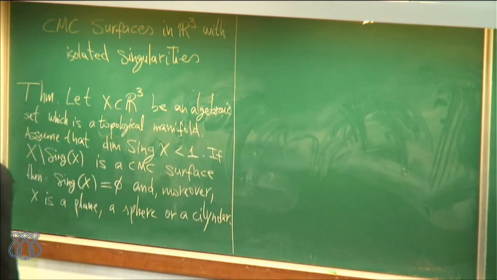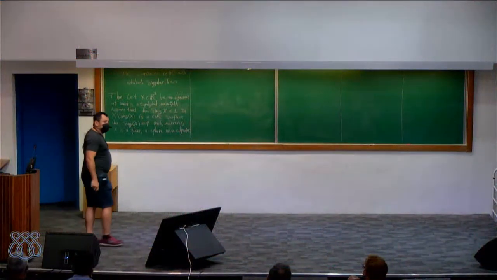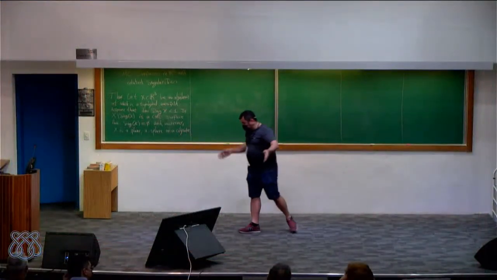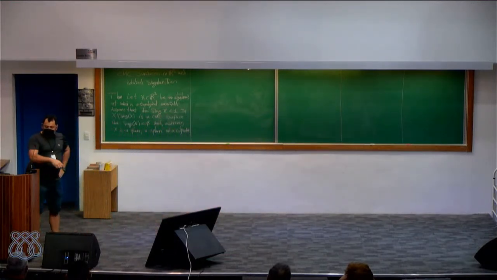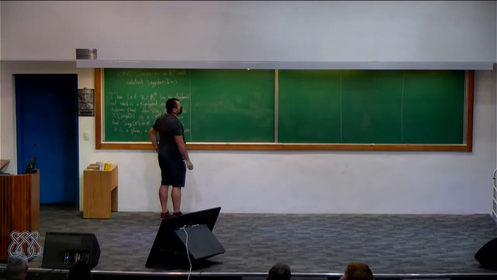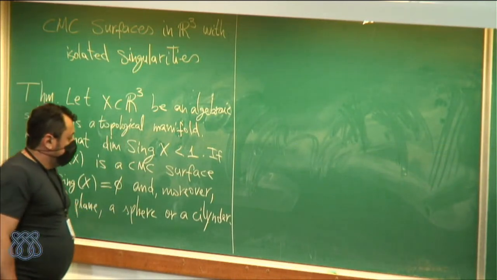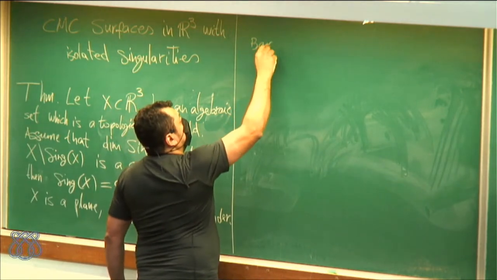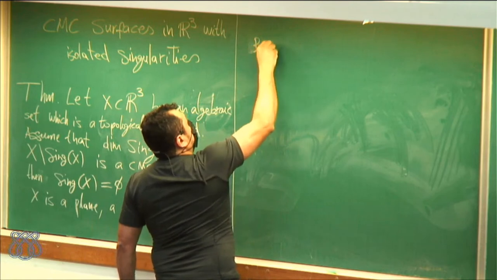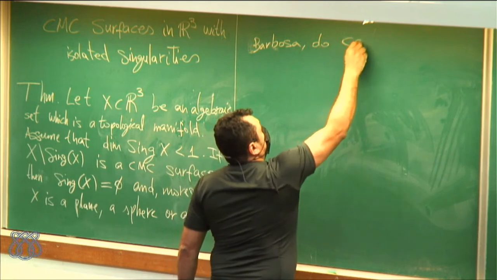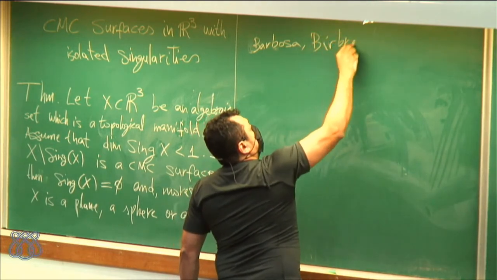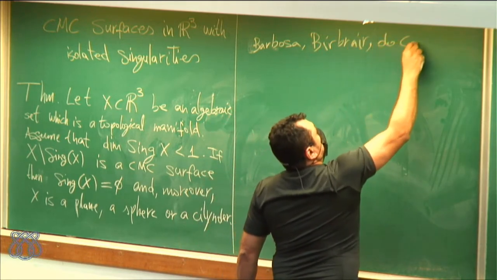So the motivation of this theorem: such a classification of CMC surfaces, minimal surfaces, etc., is very important in geometry. But there are in fact three recent results about classification of surfaces. One gives the same classification, asking this, and was given by Barbosa, do Carmo, and Fernández.